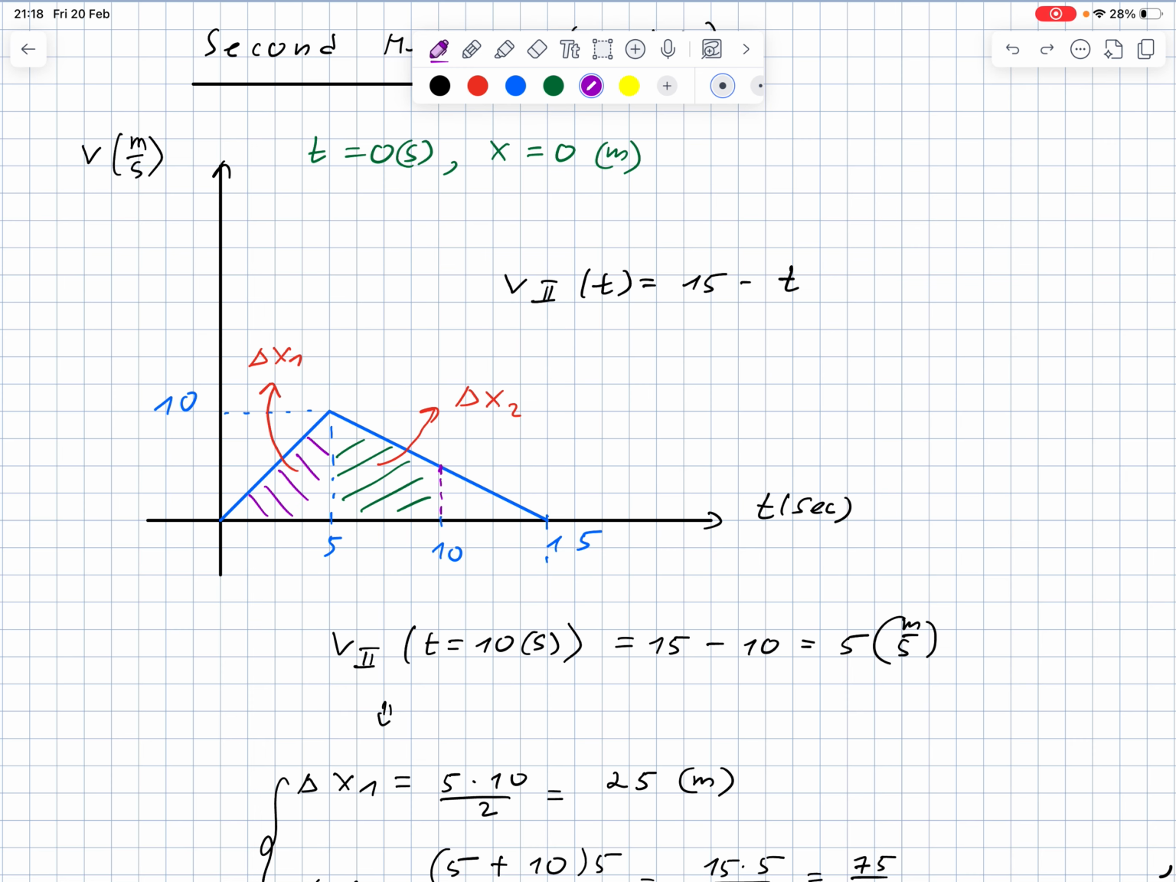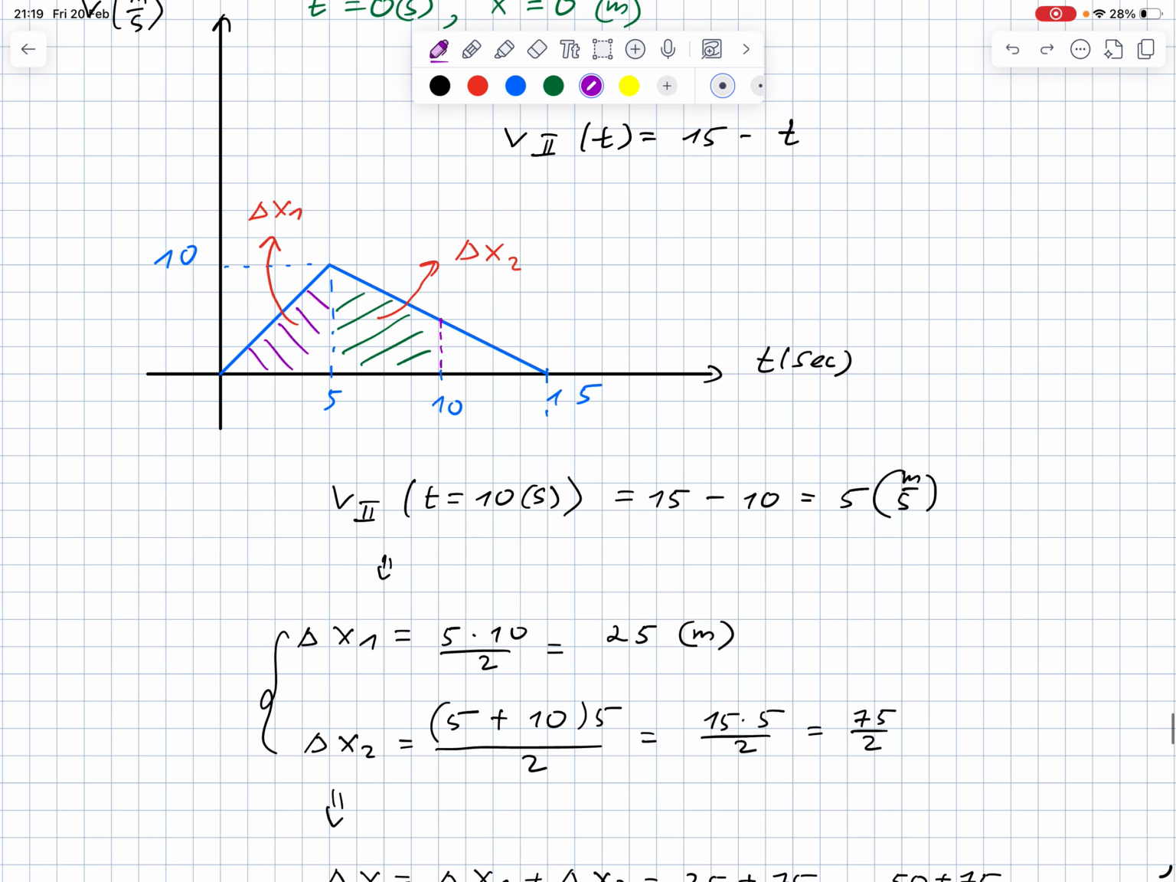Also, I need this base. To calculate this base, I need to substitute t of 10 seconds in this function v of t. And we get that the velocity is 5 meters per second when t equals 10 seconds. Finally, we can calculate delta x1 and delta x2. Let's calculate delta x1. Base is 5, height is 10, divided by 2, equals 25 meters.